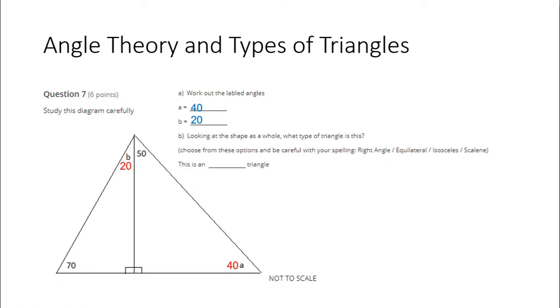Okay, is it an equilateral triangle? Well, clearly all the angles are not the same. 70, 40, and we said that was 70. No, the angles are not the same, so it's not equilateral.